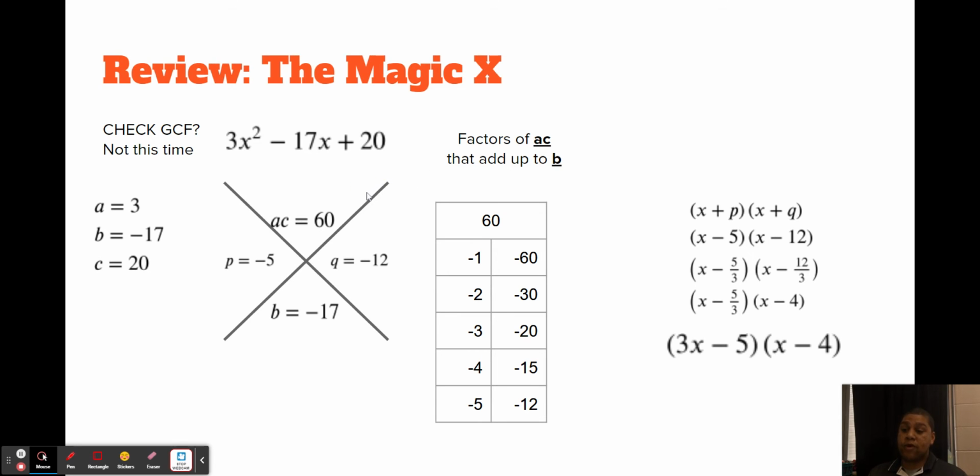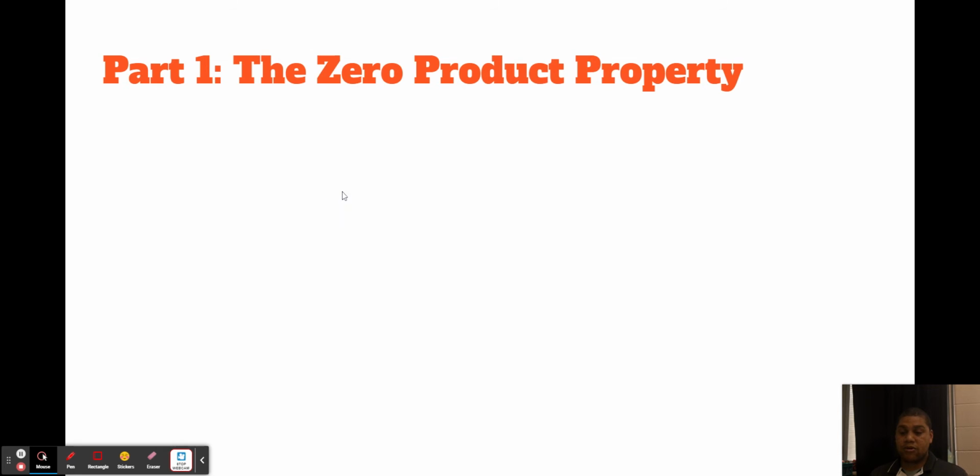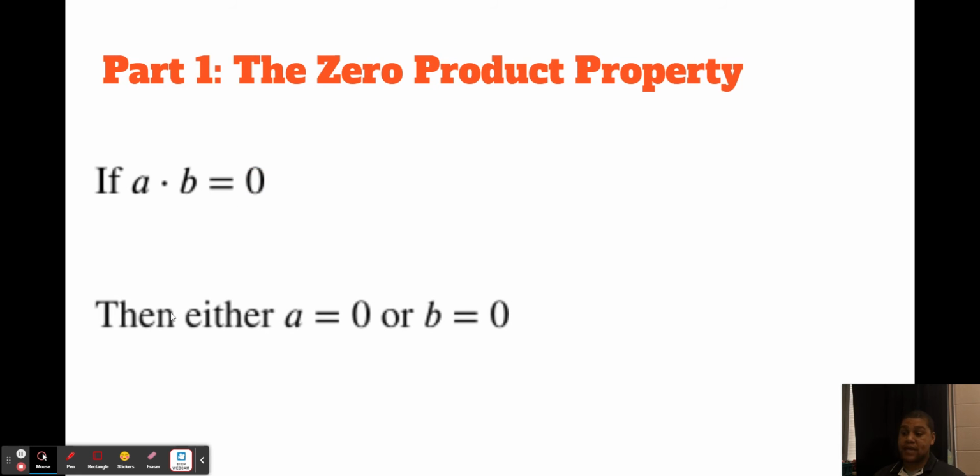And with the factoring, we're going to use this thing called the zero product property. Now, here's what the zero product property tells us. It says if we have two numbers, A and B, and you multiply them together and they get 0, so A times B equals 0, then one of these two things must be true: either A is 0 or B is 0. That has to be true. If I have something times something equals 0, one of those somethings must be 0.